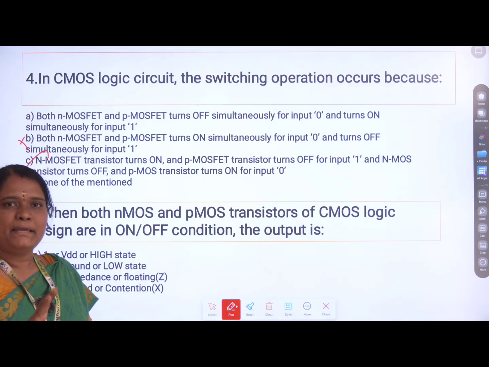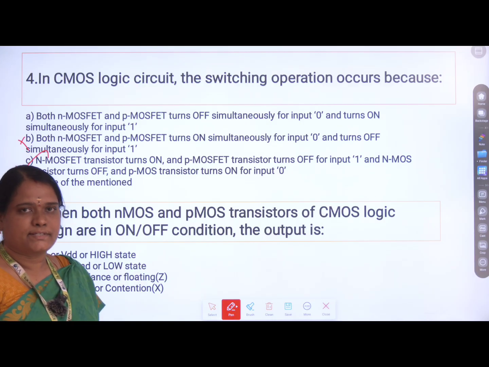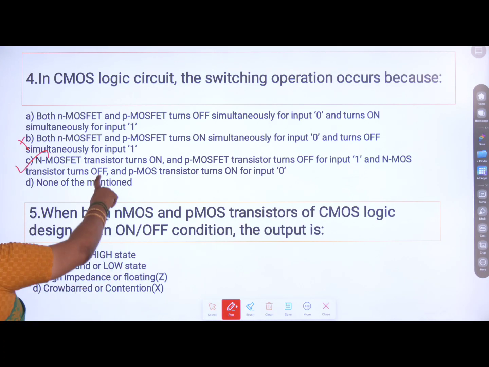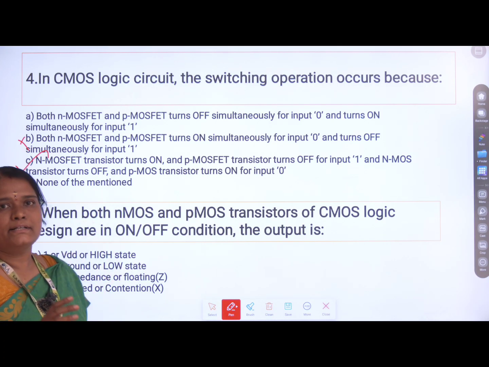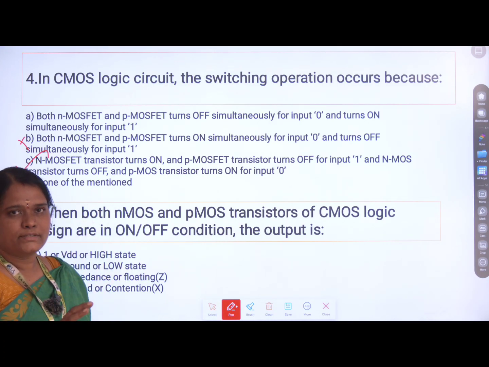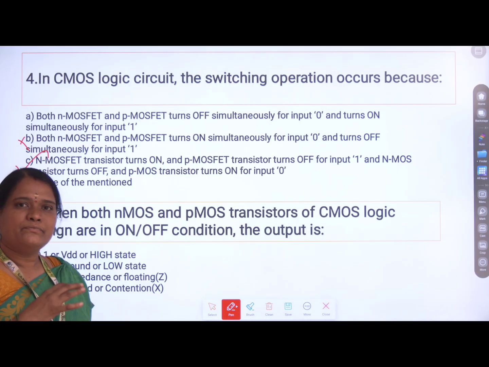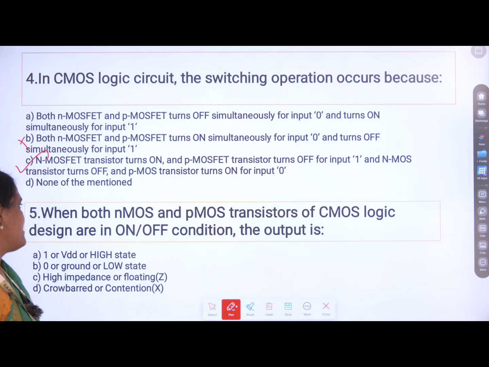Why? Because PMOS and NMOS will not turn on at a time simultaneously, so that it will maintain high level transformation of logic. Also, it works in a complementary manner. So option C is the correct one.